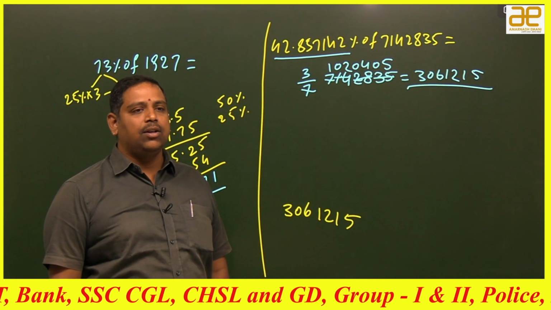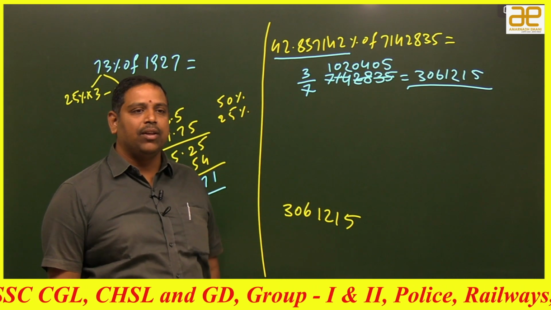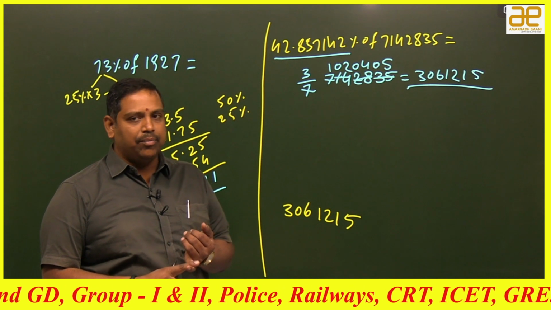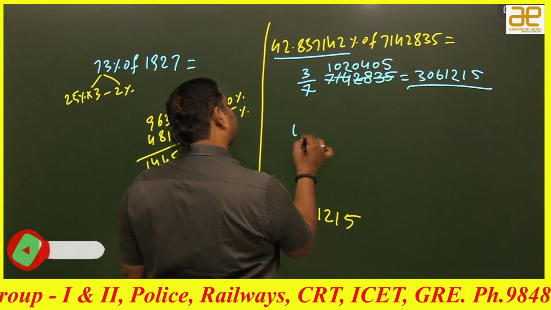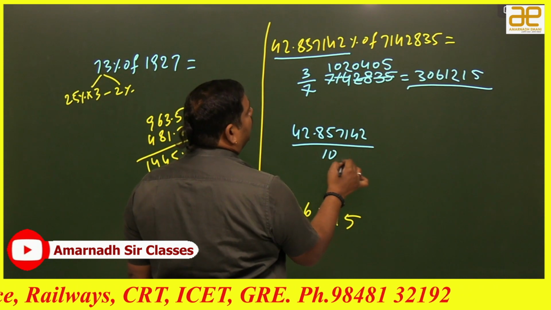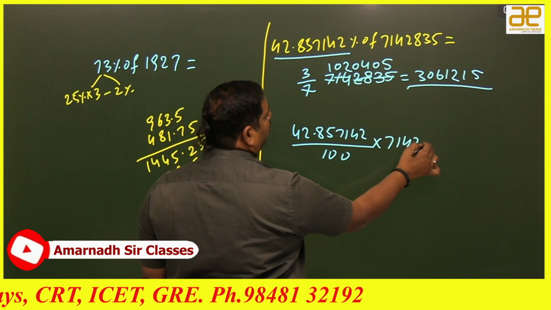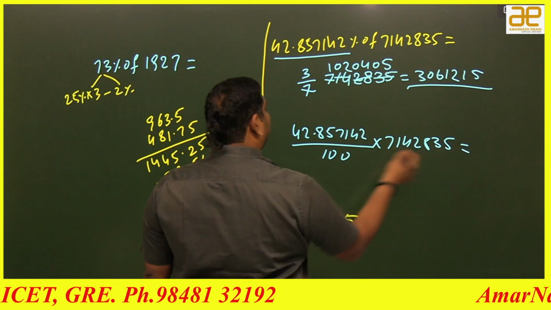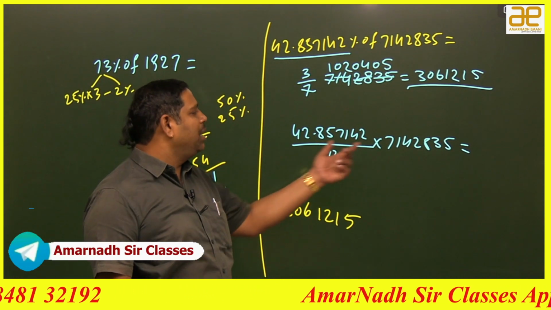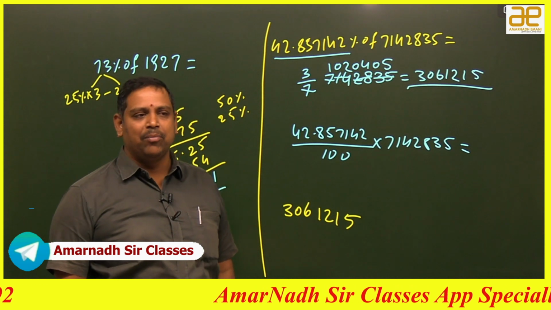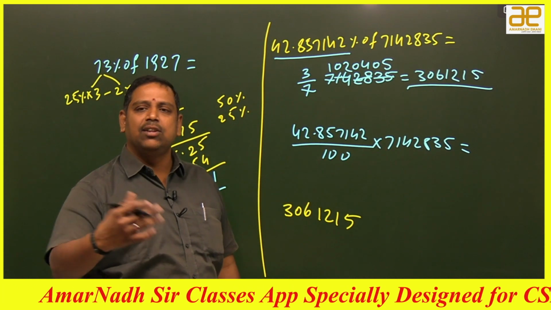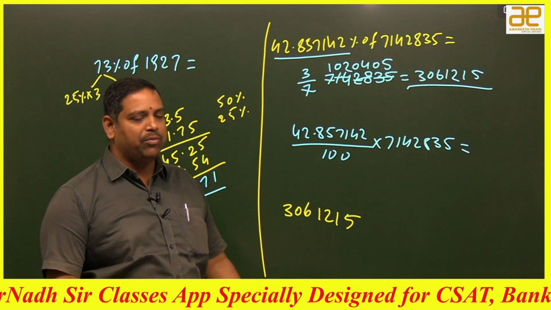So now tell me, if 4 questions are like that, you will either consume a lot of time and won't give the right answer, because if you go the conventional way, 42.857142 by 100 into 7142835. I will do the division by 100 for you, but this multiplication you have to work out in the examination hall. How many digits are there? 8 digits. And 7 digits. 8 digit into 7 digit. Oh my God, it's very beautiful.